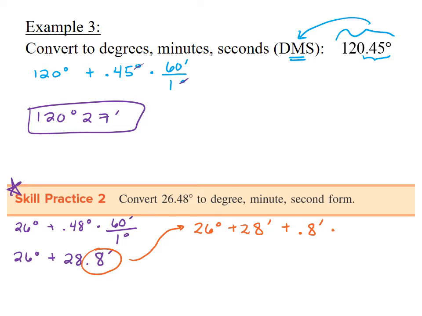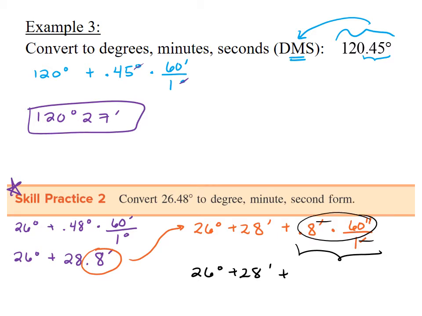And I need to convert this minute to seconds. So I know in 1 minute there are 60 seconds. So these minutes will cancel out, and I can take 0.8 times 60. So I will have 26 degrees plus 28 minutes plus, when I multiply this, I will get 48 seconds. So putting this all together, this converts to 26 degrees, 28 minutes, and 48 seconds.